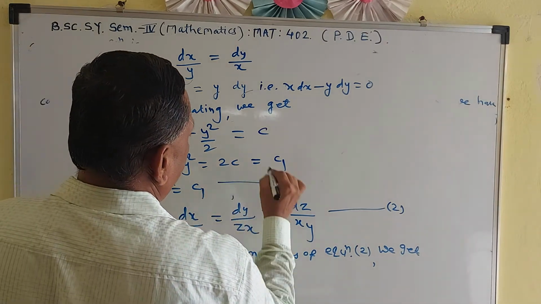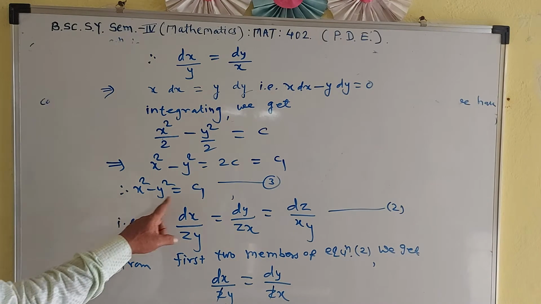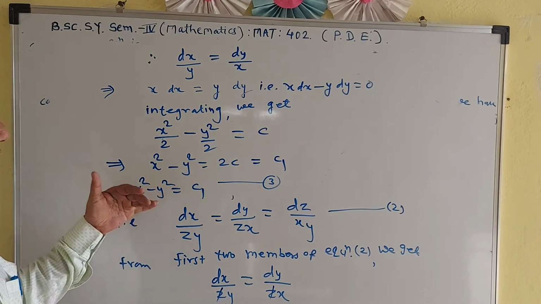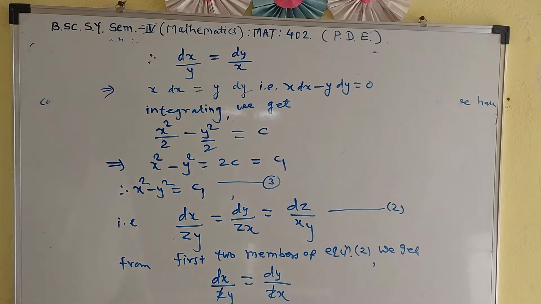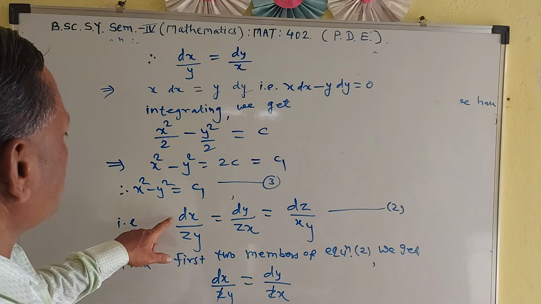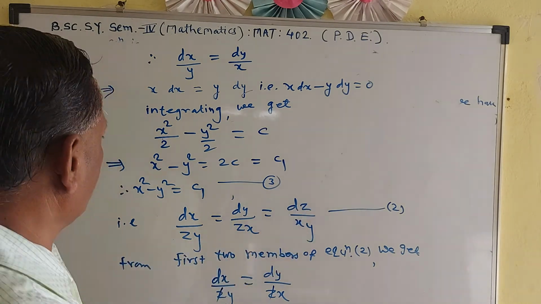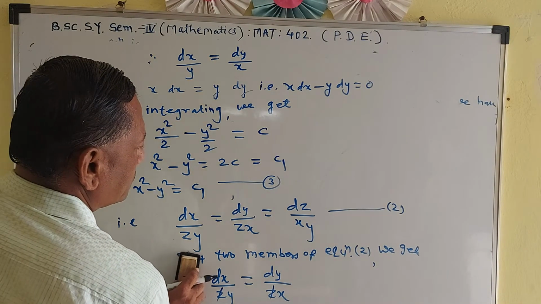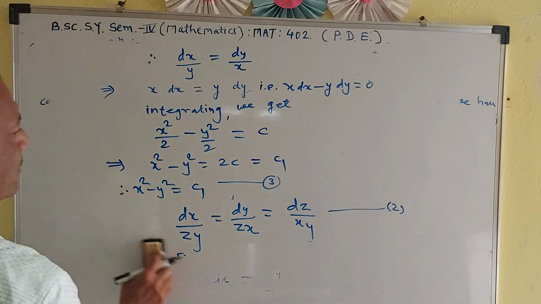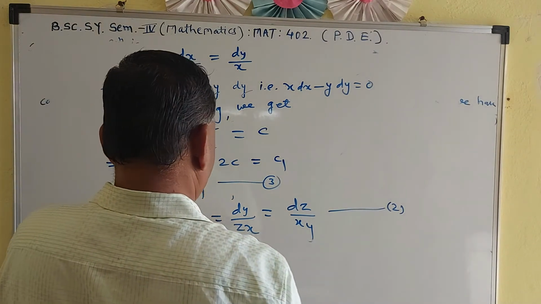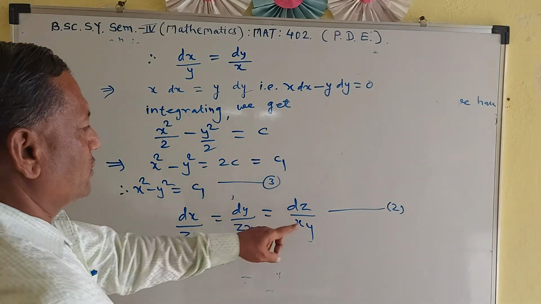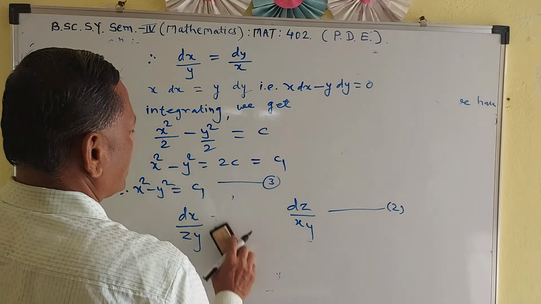Number 3. That is, you have u of xy is equal to c1, or u is equal to c1, is one general part of the solution of the given partial differential equation. Then you take the first and third members of equation 2. So you have dx upon zy is equal to dz upon xy.